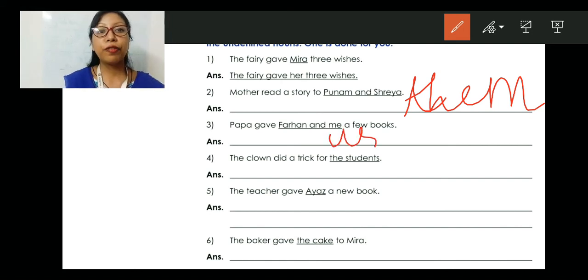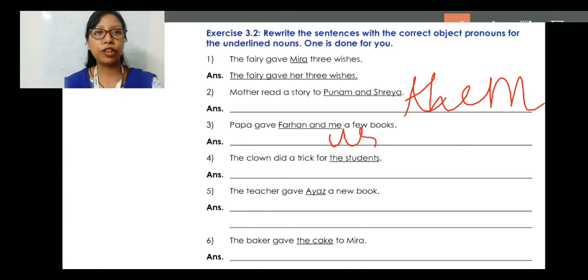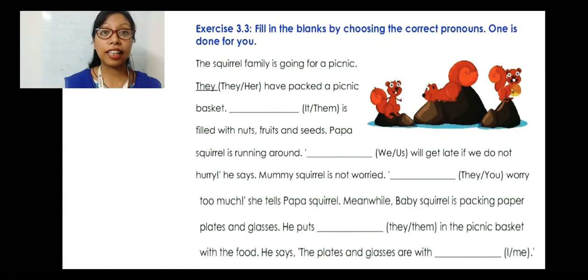The next 4, 5 and 6 is your homework. You have the chart in your book as well as the chart that I gave in my previous class. You can take the help of those charts to do this exercise. Clear? Now let's move on to the next exercise, which is exercise 3.3. Fill in the blanks by choosing the correct pronouns. One is done for you.